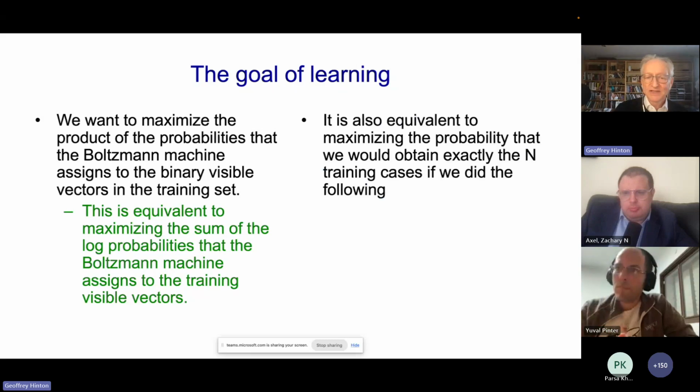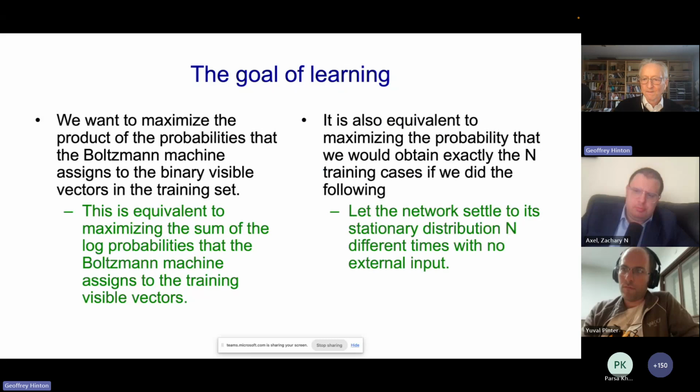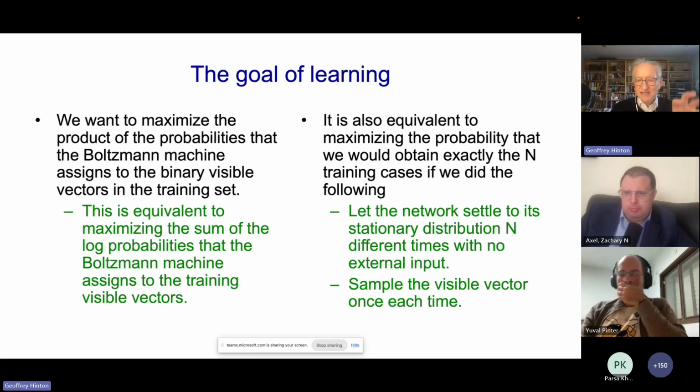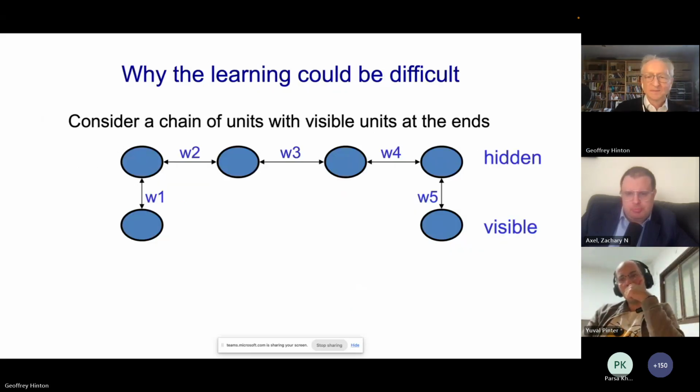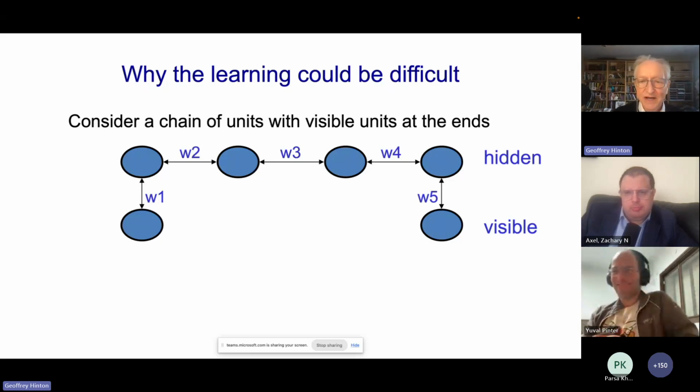And we're now going to see why it's possible that you could get a simple learning rule. So we let the network settle to its stationary distribution, and we sample visible vectors, and we ask, how are the probabilities of those visible vectors related to the energies in the network? Well, I'll come back to that. I first wanted to show you why you might think it's very hard to learn the weights.